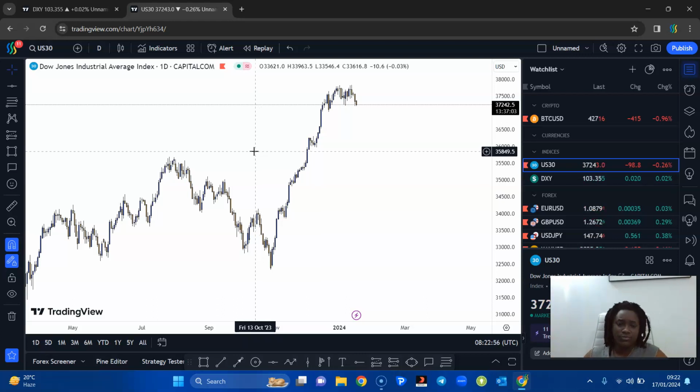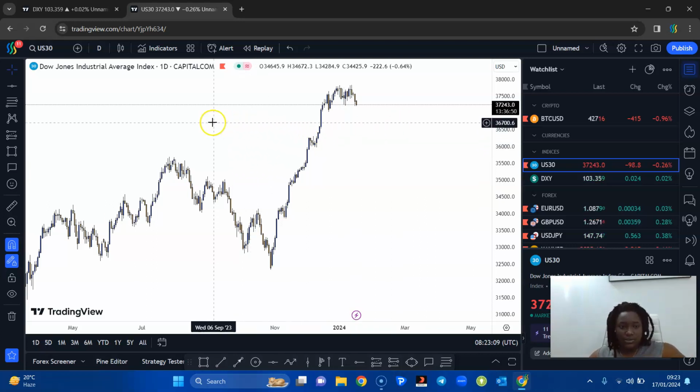And I'm going to show you a few backtests. I'll show you a couple of things that have happened in the past, and I'll show you pretty much how I like to look at the markets to give me a very clear view of everything. So let's get right to it. This is US30 on the daily time frame.